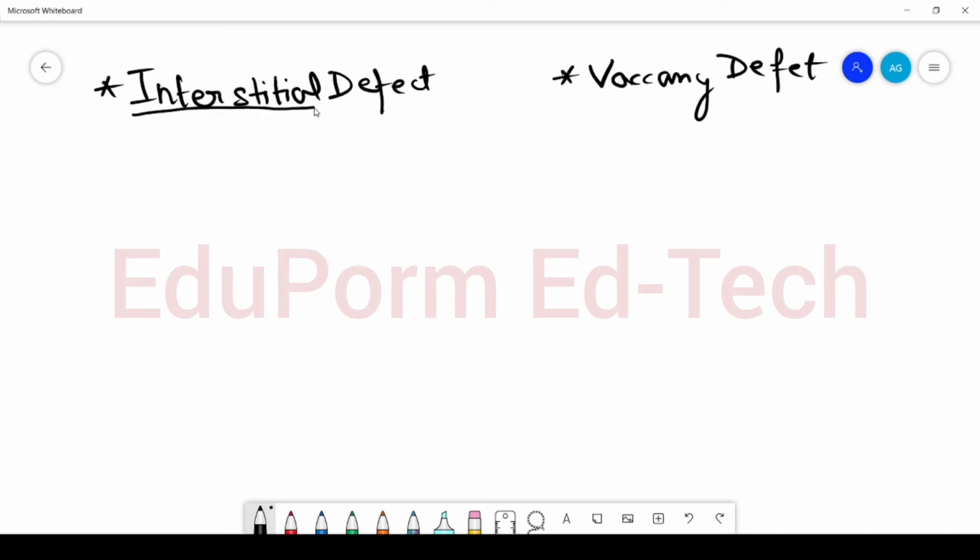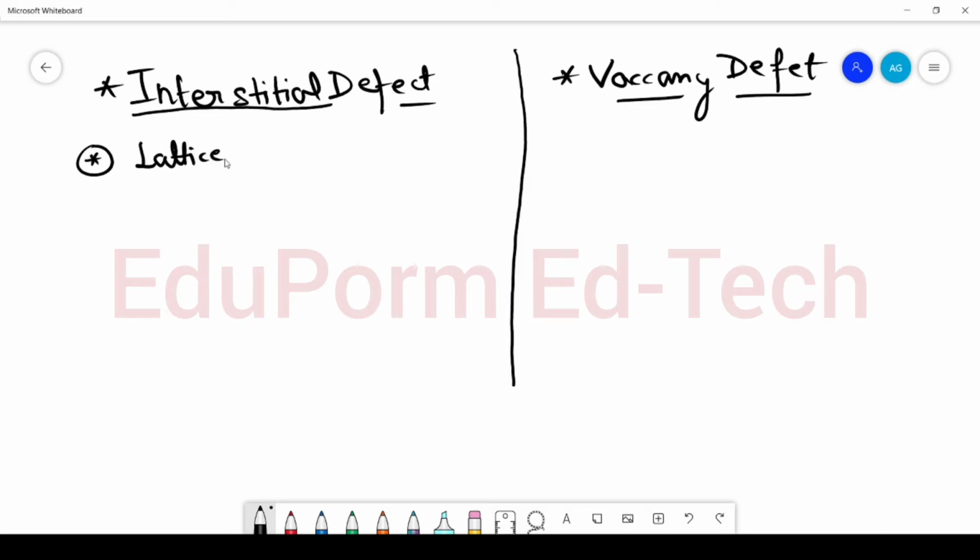So first of all, there are two types of sites in a crystal. The first is the lattice site. The lattice site is the position in a crystal where a lattice point should be present.